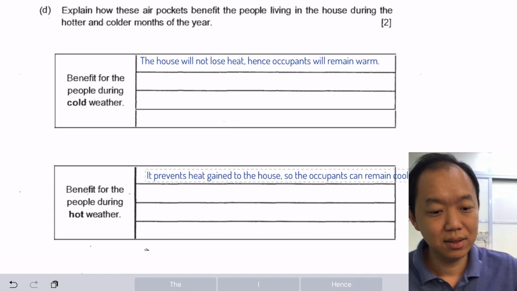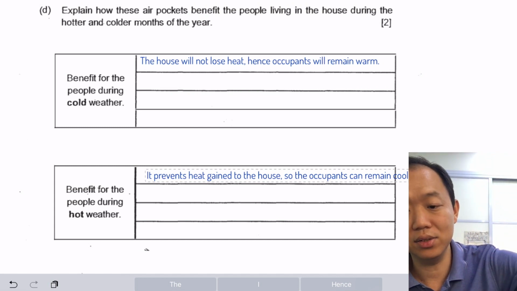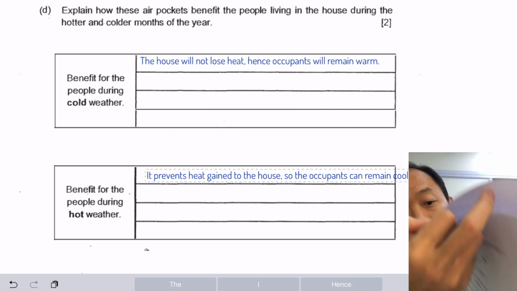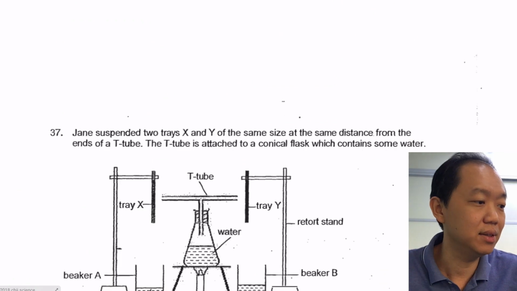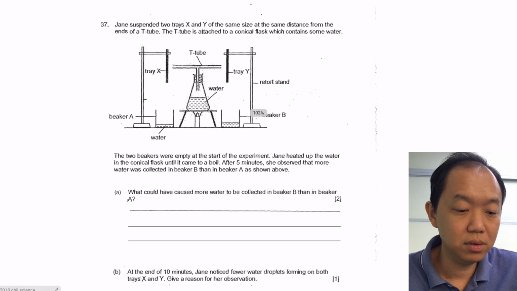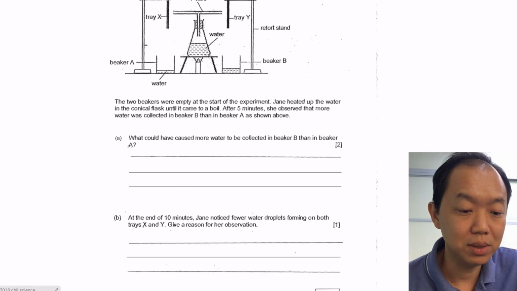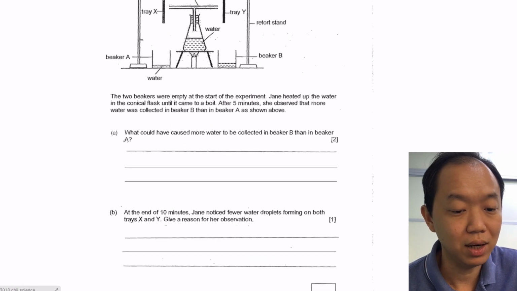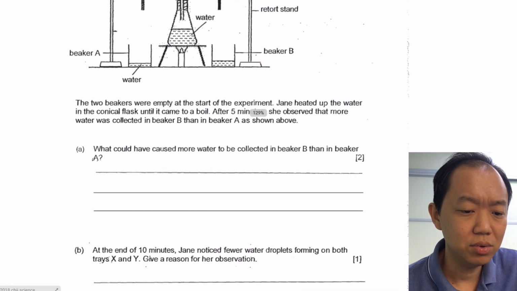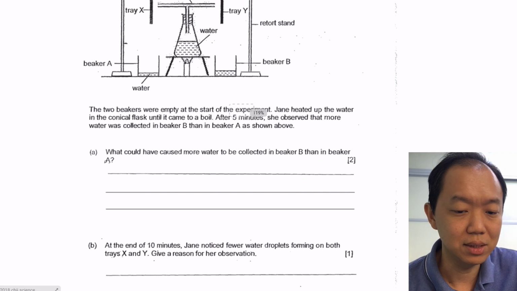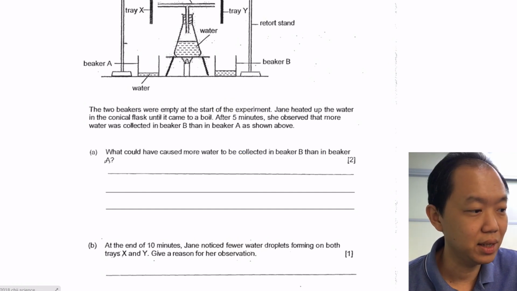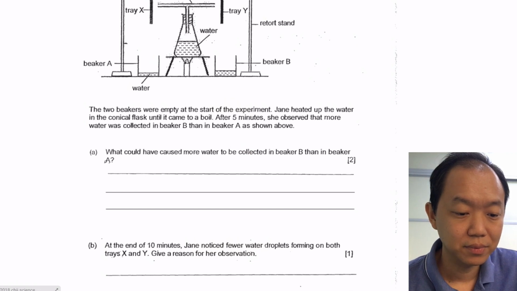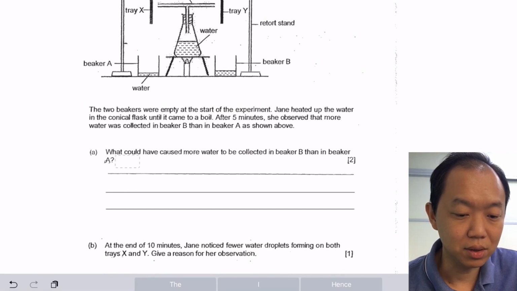So we are done with this. This is the attic insulation, air pockets that act as insulators. Next, Question 37. So we have two water beakers A and B, and two trays X and Y. Jane suspended two trays X and Y of the same size at the same distance from the ends of a T tube. The tube is attached to a conical flask which contains some water. The two beakers were empty. Jane heated the water. After 5 minutes, she observed that more water collected in beaker B than A.